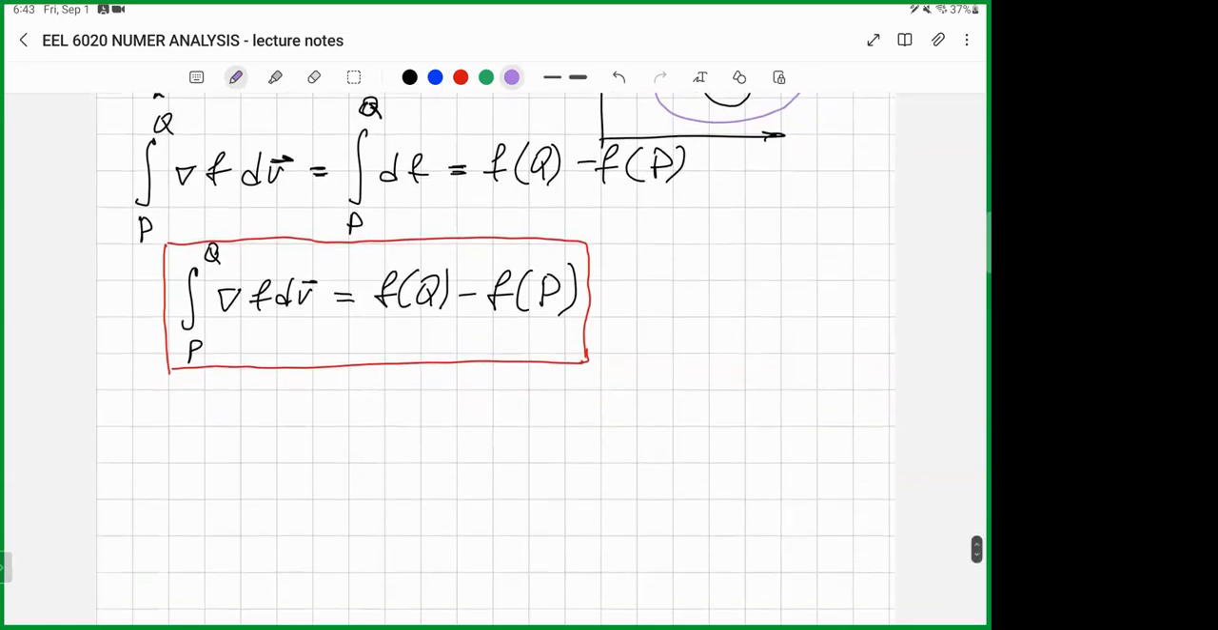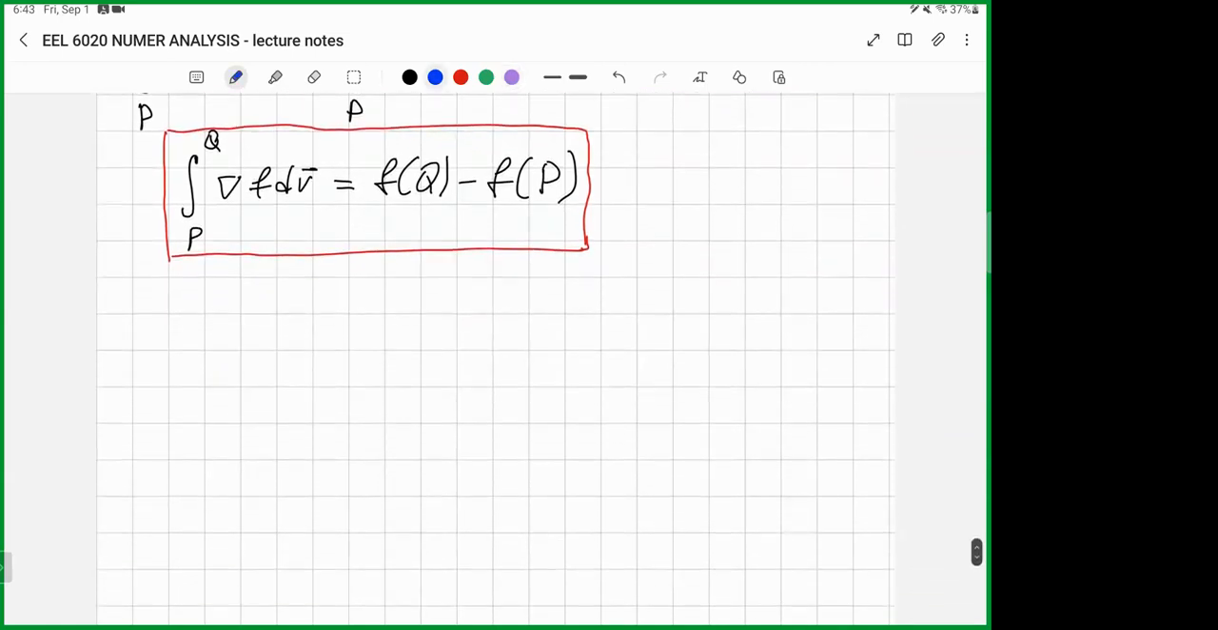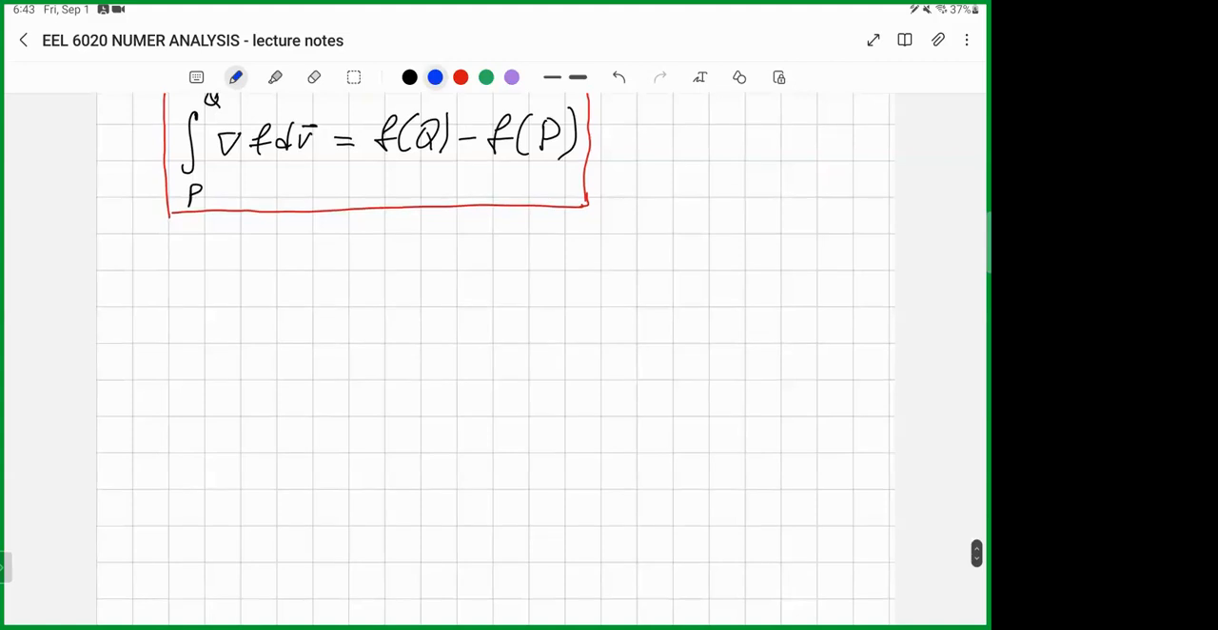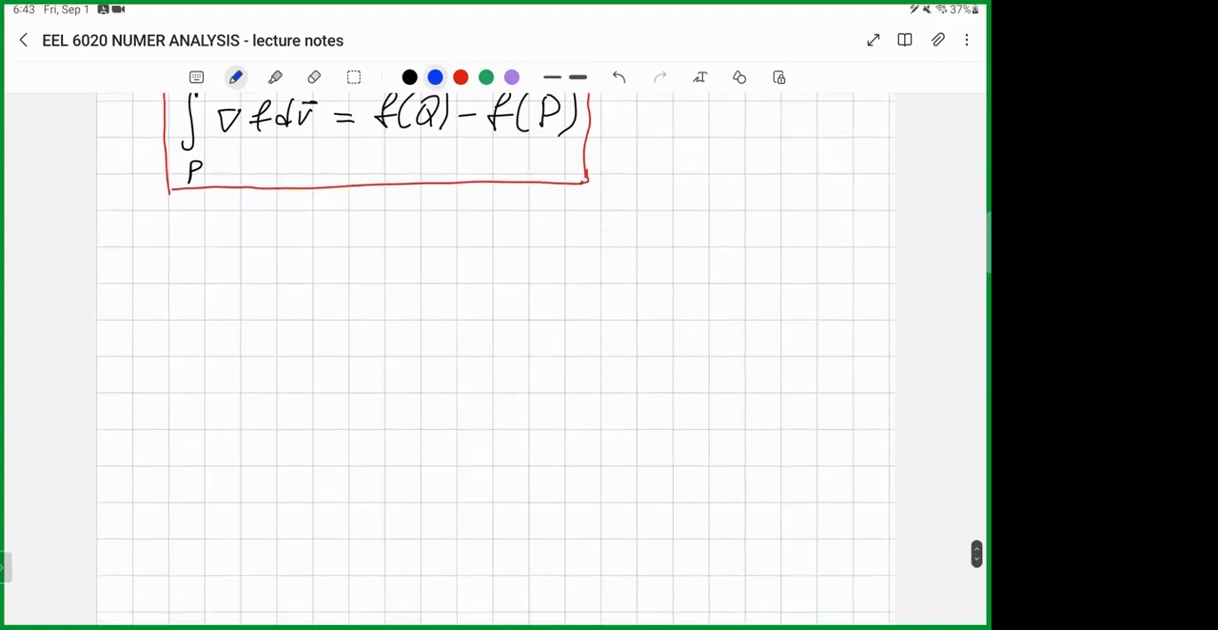So now let's consider several problems just to get used to this gradient. So let's consider problem 1.